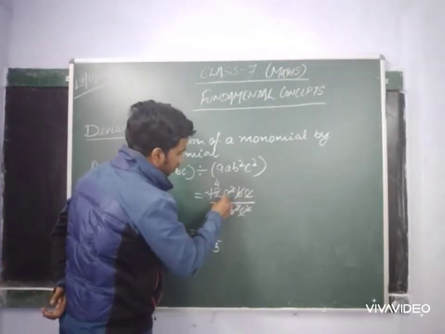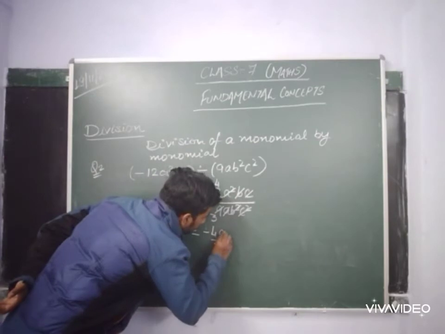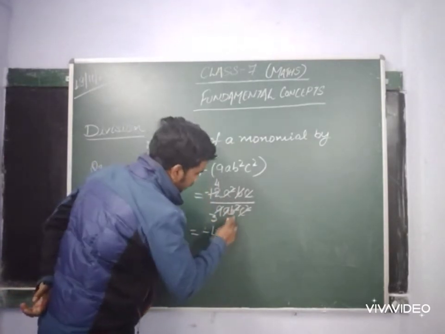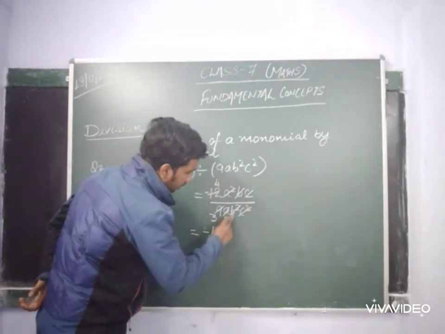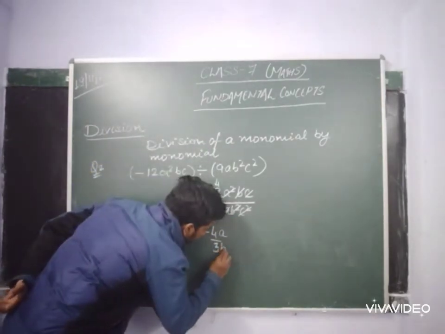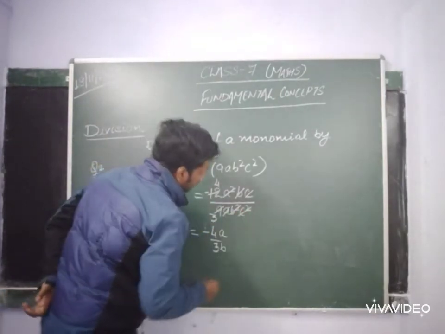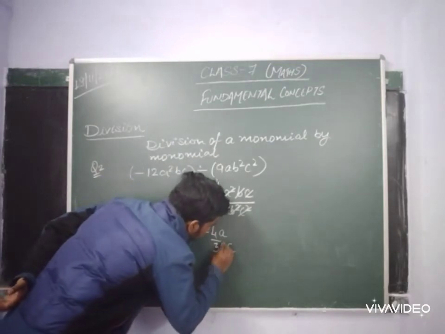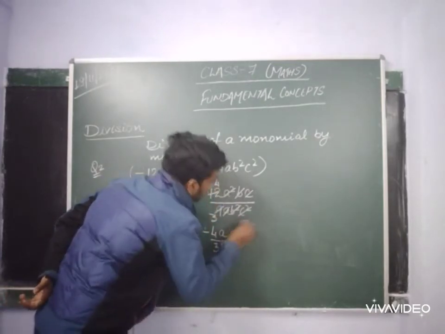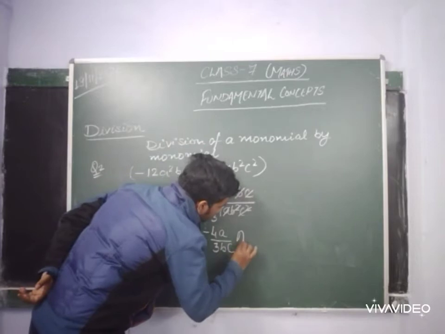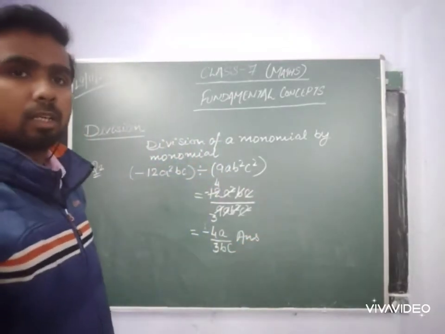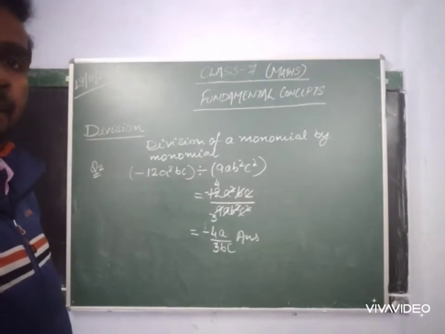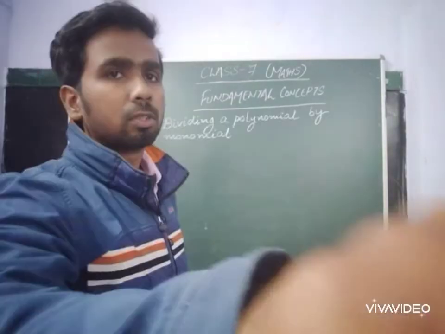So here was a square, so a is left. Then we will look in the denominator, and here it was b square, so b is left. Then c square, so c is left, and rest has been solved. So this is your answer. Clear? Take a look. Okay, now we will move on to the next one.